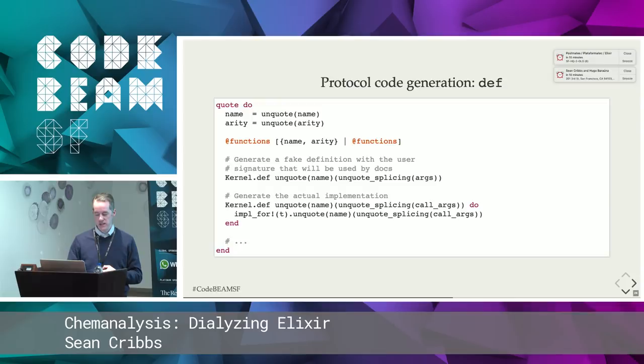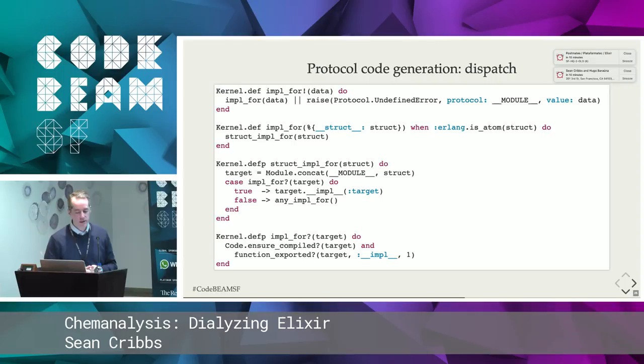Right. So how do we find the implementation? So we go down to this impl_for. If it doesn't find the implementation, it raises Protocol.UndefinedError.